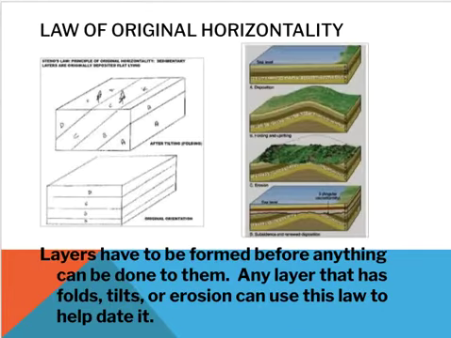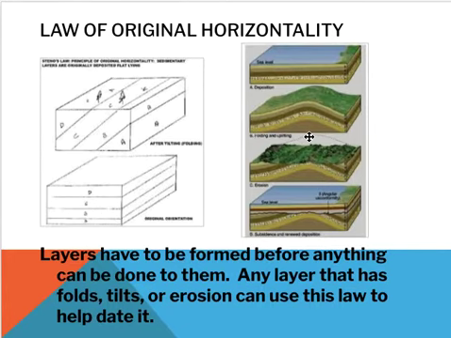The first one I want to talk about today is original horizontality. That's the one that says you have to have a layer before you can do something to it. All layers are laid down flat because of gravity. We can see that here, here, and on the top of this one. And then something will happen to either lift one side. Here we can see how this stack got tilted to the side, or it might be lifted in the center here.